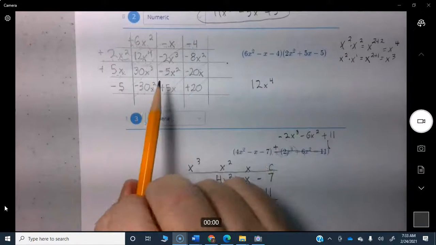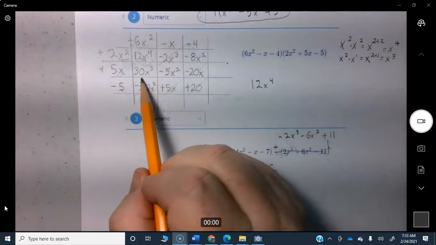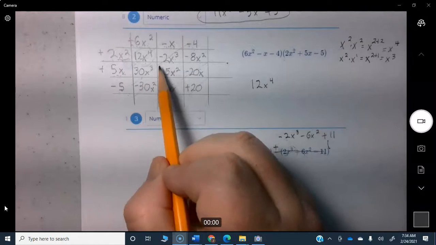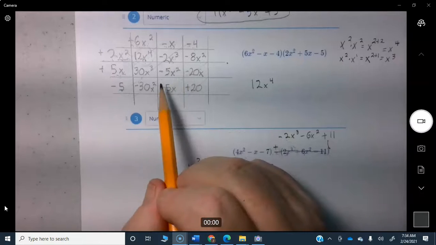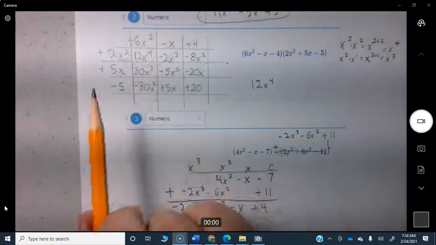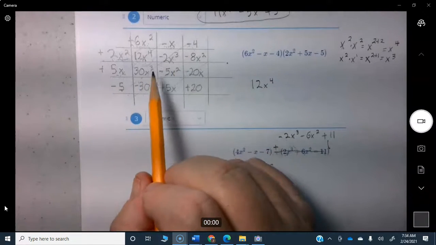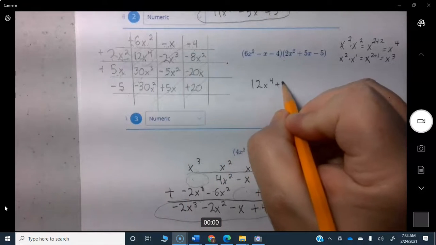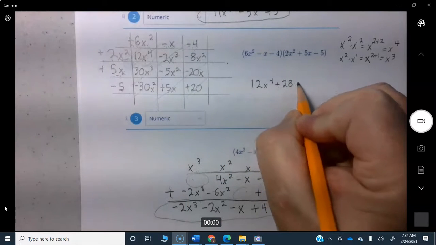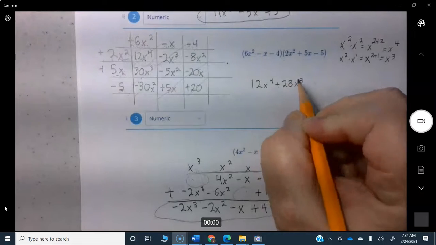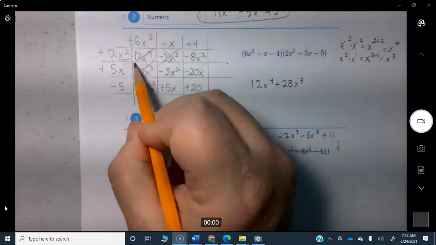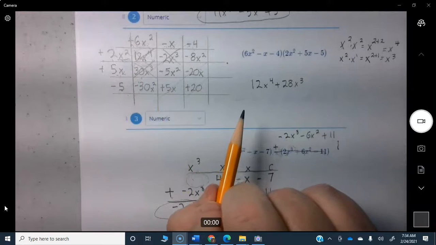Now we can come down and look for x to the thirds, and it's these two right here. So it's 30 minus 2 is 28, and then the x to the third stays the same. Whenever you add or subtract, you don't change the exponent or the variable. So it's 30 minus 2 is 28, so it's plus 28x to the third. By the way, one thing I sometimes do is I go through and I x them out as I do them to be sure I haven't missed anything.